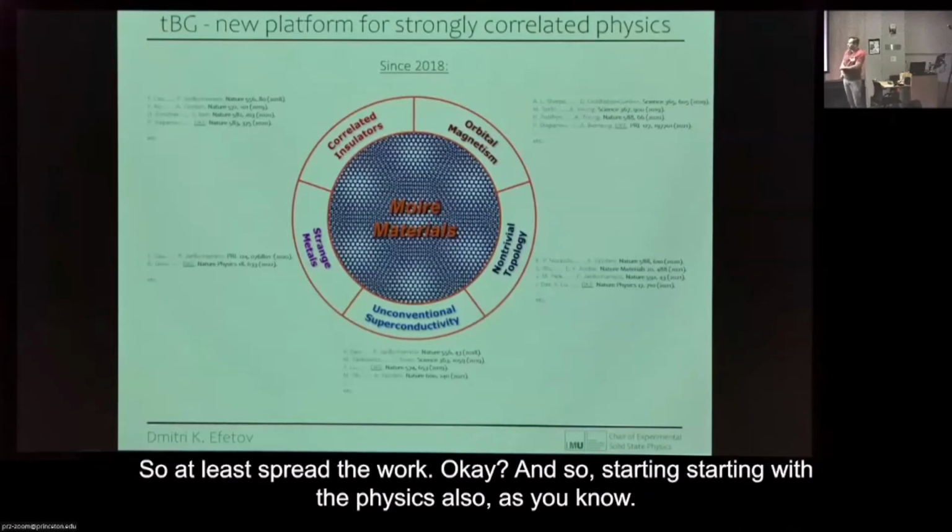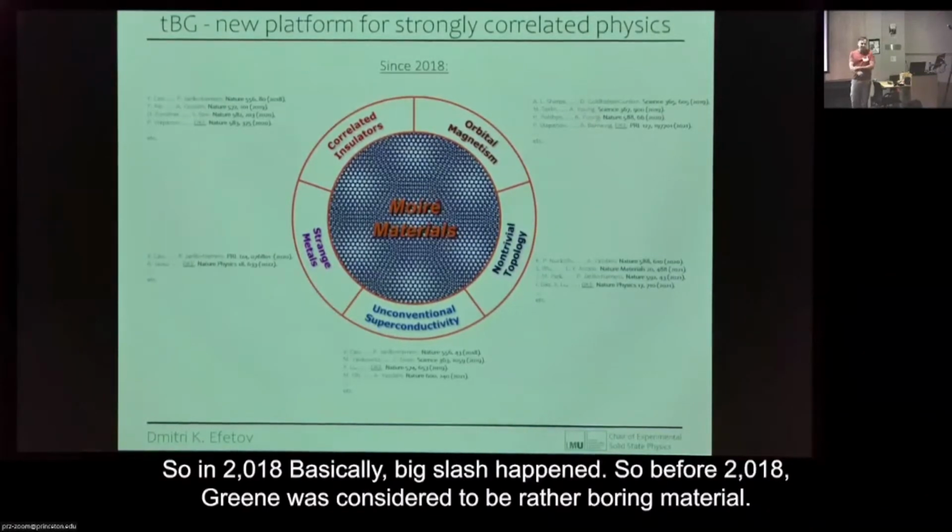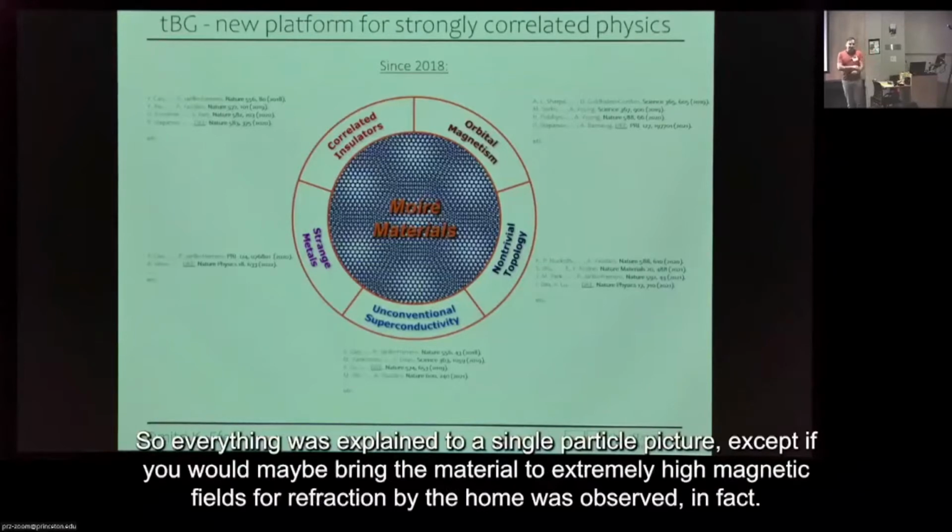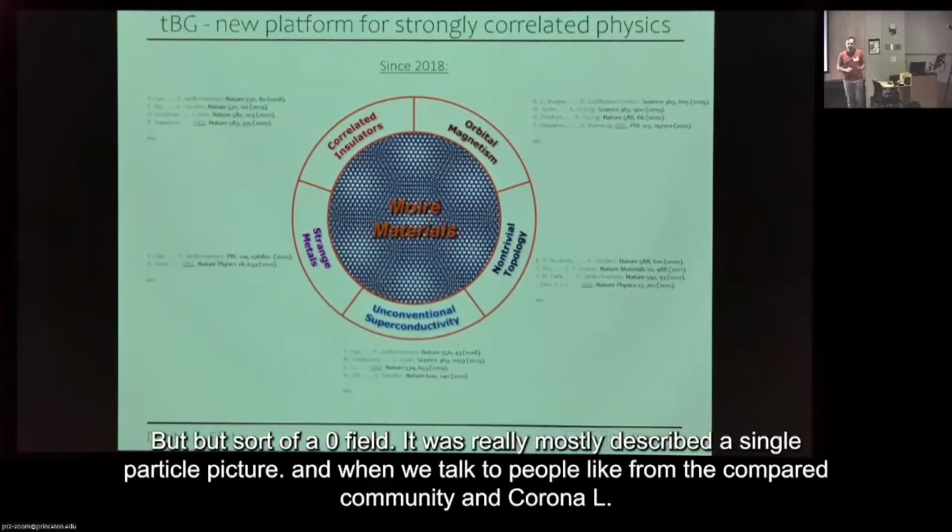As you know, in 2018 a big splash happened. Before 2018, graphene was considered to be a rather boring material. Everything was explained by a single particle picture, except if you would bring the material to extremely high magnetic fields where fractional quantum Hall was observed, etc. But in zero field, it was mostly described as a single particle picture. And when we talked to people from the condensed matter community and correlated electron community, they all would say that this is kind of a boring material.